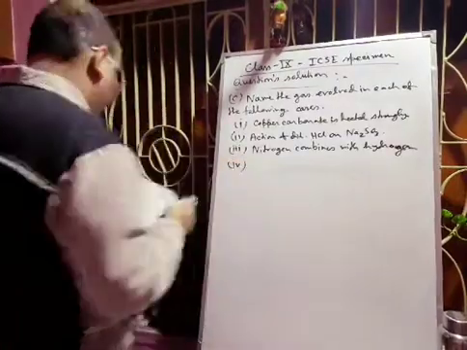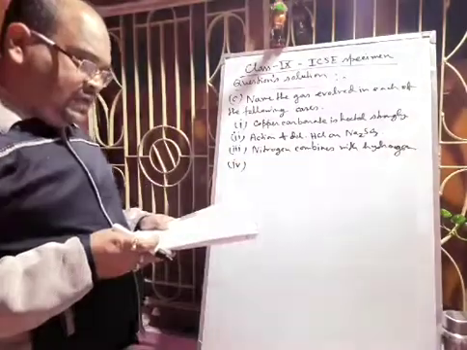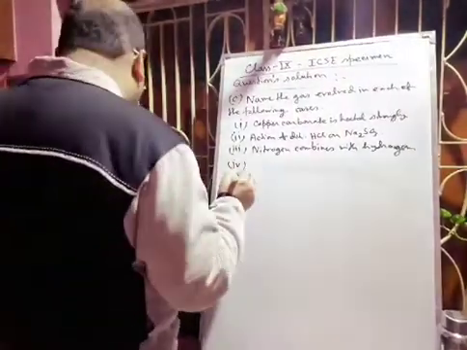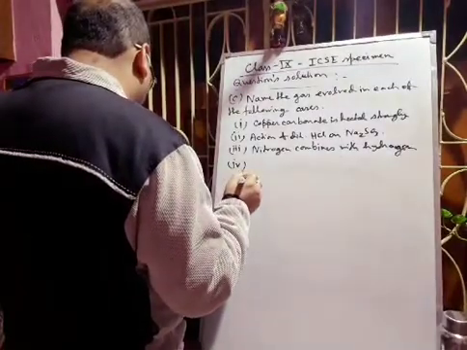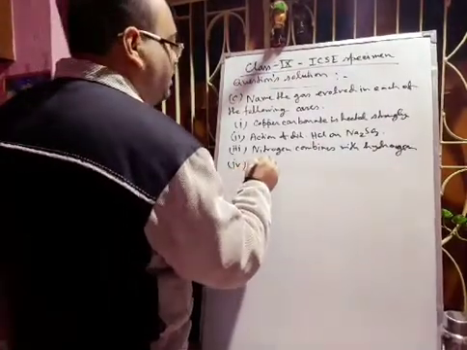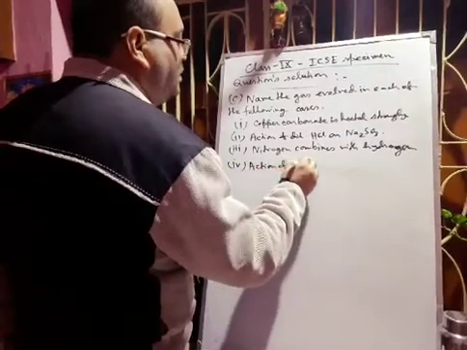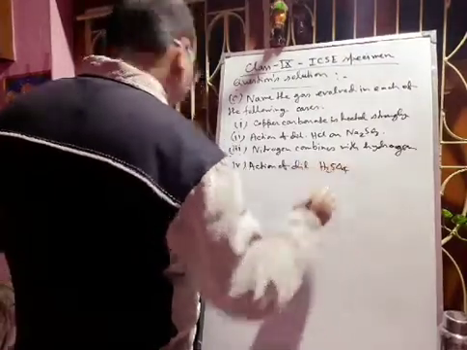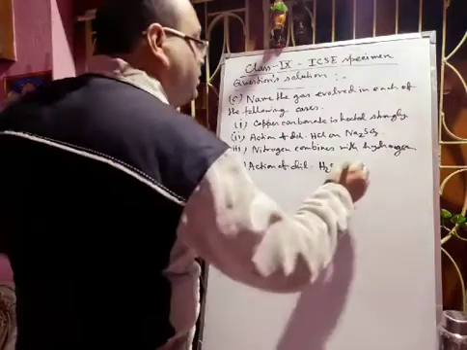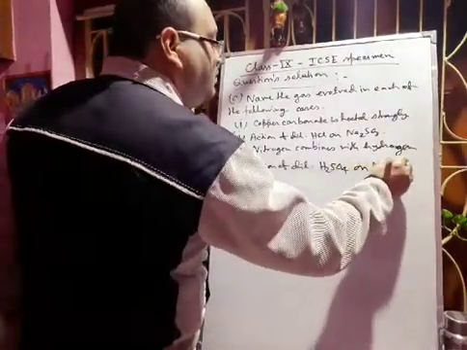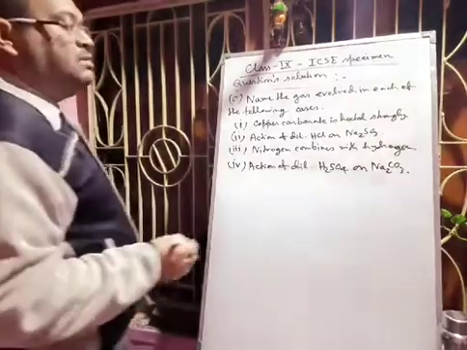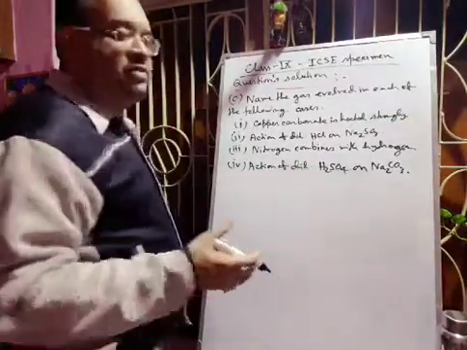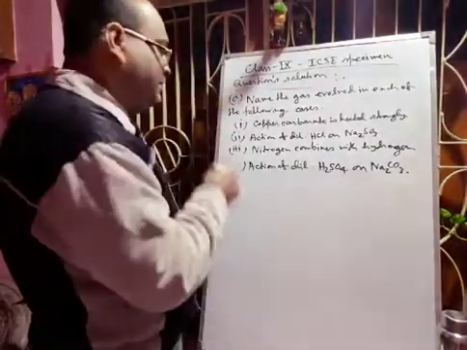Next question number 4 is given, action of dilute sulfuric acid on sodium carbonate. So here what will be your answer? So if you add dilute sulfuric acid to sodium carbonate, there will be formation of carbon dioxide gas. Hope you can understand.